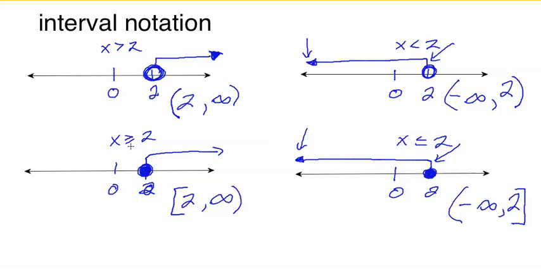So again, if we have the equal sign, which means we want to include that value, we use a closed circle on the graph and a square bracket in the interval notation. If we use an open circle, that means we didn't have the equal sign. We don't want to include that end value as part of our solution set, so we use a parenthesis.